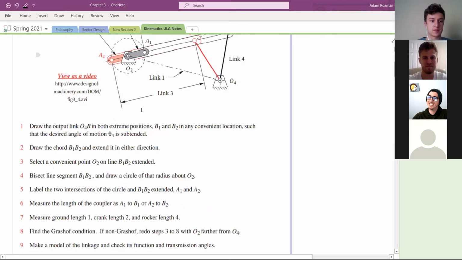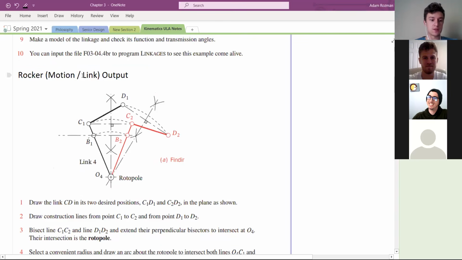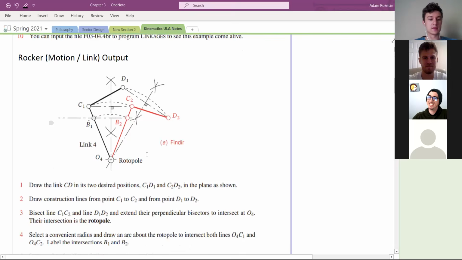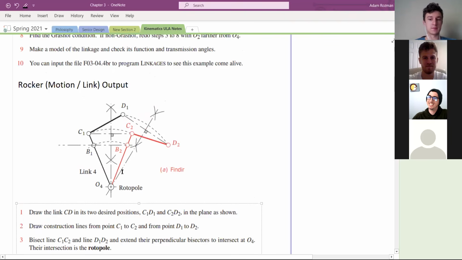The other type of rocker motion is motion generation. So we're looking at moving an entire link from place to place, which you could basically simplify into a bunch of different points moving from place to place. Basically you do these 4 steps first, and then you go back to these steps to finish it off.